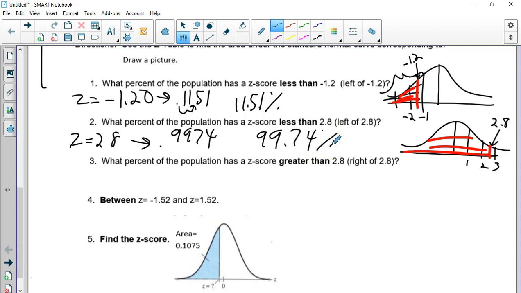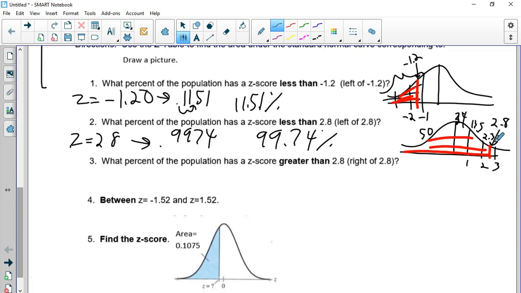Well, again, go back to what we know. We know that if we add up 34 plus 13.5 plus 2.5 plus 50, the whole left side. So again, if we added up 50 plus 34 plus the 13.5 there, and if we went all the way to 2.35, if we add that up, that would be 99.85. But we're starting at 2.8. So a little bit less than that, 99.74 makes total sense.